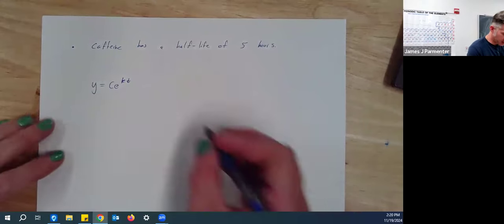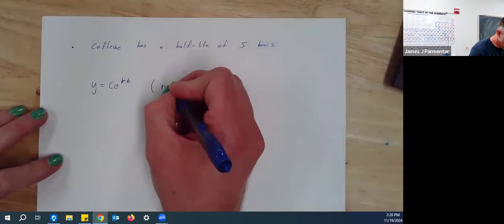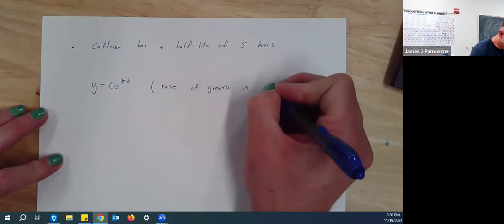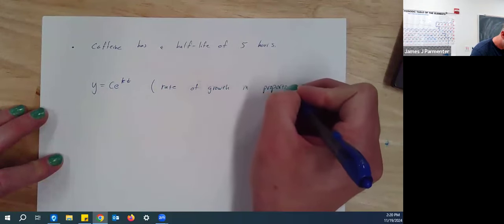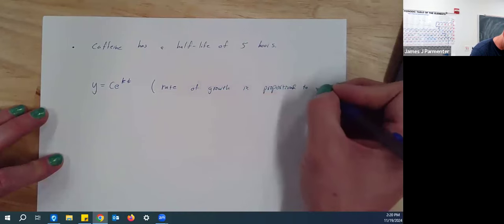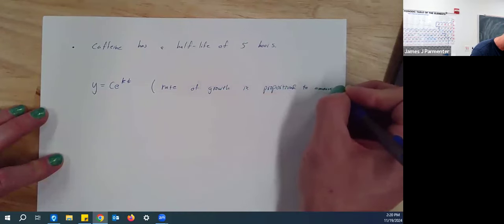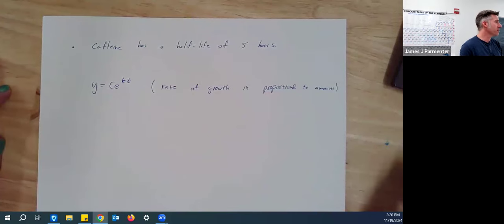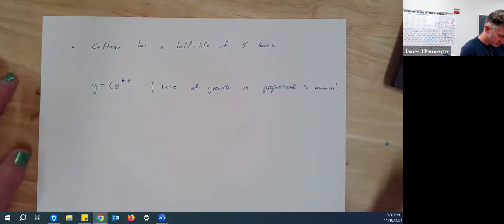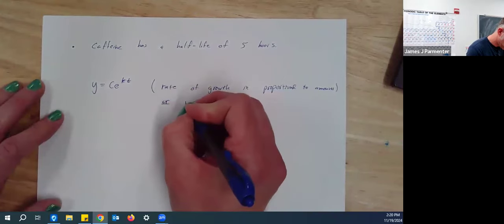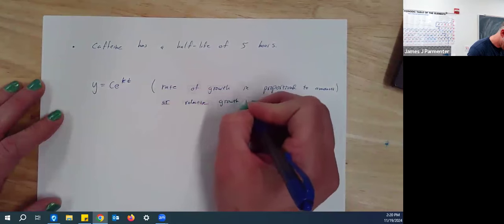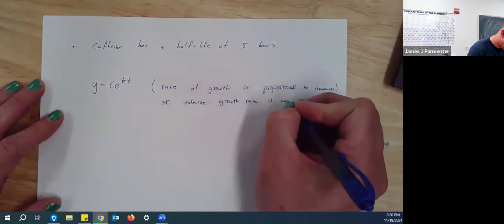So you're always going to get this when you hear the magic words. The rate of growth is proportional to the amount of the population size. Or I could alternatively say the relative growth rate is constant. Another way to say that. Cool.